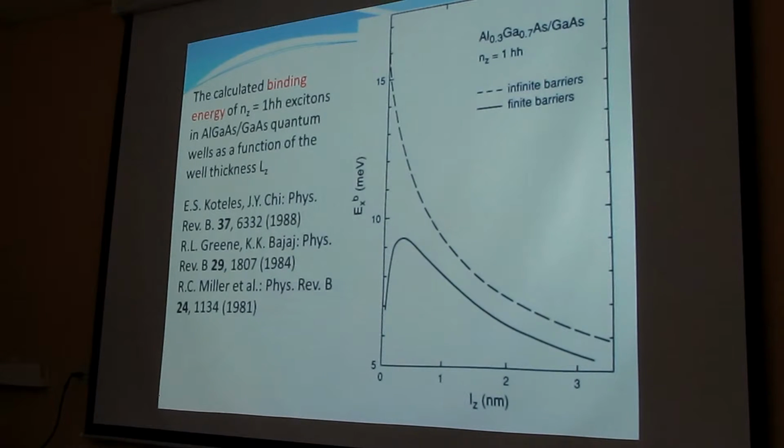1 nanometer. This is theory. In theory, you can go to 1 nanometer and below. In experiment, it's difficult. The dashed line would be for an infinitely high barrier. If you make a quantum well with infinitely high barrier and you make it narrower and narrower and go to thickness 0, then the binding energy increases by a factor of 4. In gallium arsenide it is 4 millielectron volts, and here you reach 16 millielectron volts.